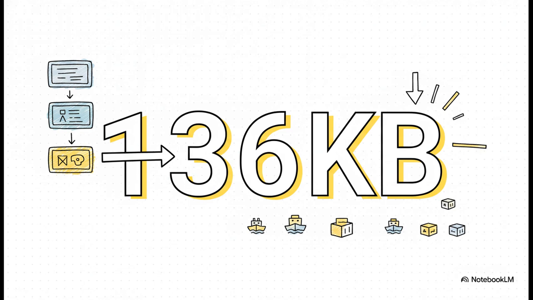Now contrast that with this tiny number, 136 kilobytes. This is the exact same fully functional C application, but it was built using a multi-stage build. We just reduced the image size by more than 3 orders of magnitude. No way, right? It's incredible.